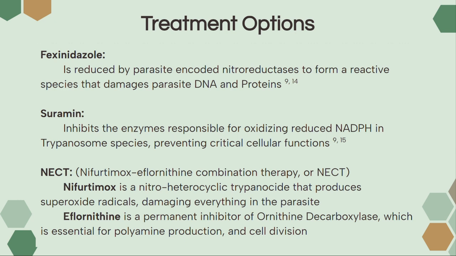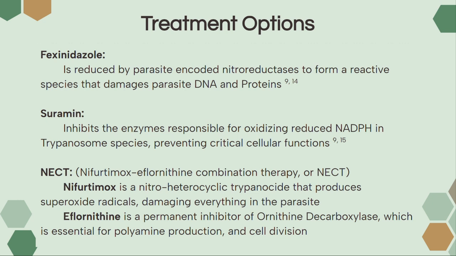And this spreads from person to person via the bite of a tsetse fly when a fly bites an infected individual. Now, there are several treatment options. The primary and the most recommended is fexinidazole, which is reduced by the parasite's nitroreductases into two highly reactive metabolic forms called sulfoxide and sulfone, which I'll discuss later. But basically, these both react with the parasite's DNA and proteins.